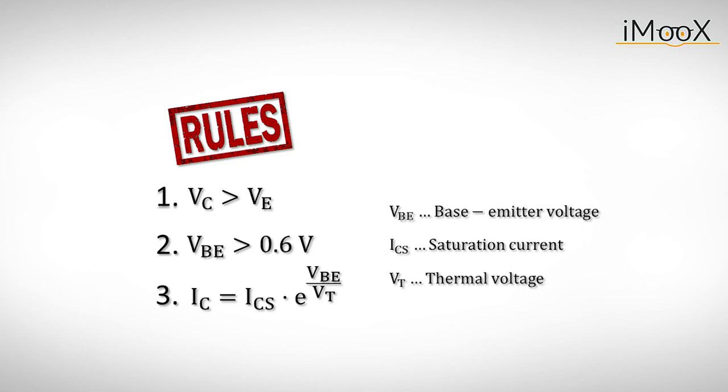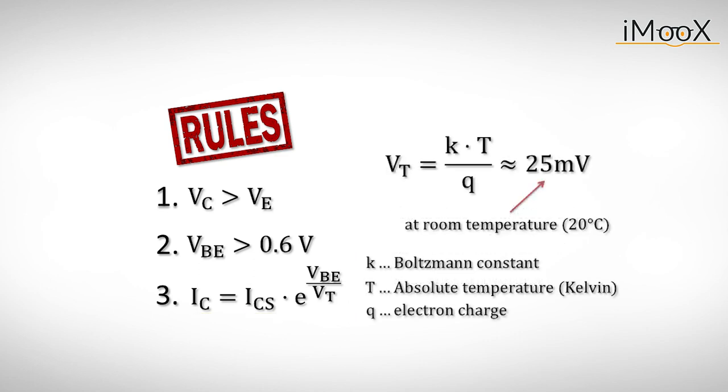It accounts for all major dependencies of IC, like the base emitter voltage VBE, the saturation current ICS, and the temperature, which is expressed by VT. VT is defined as the Boltzmann's constant k times the absolute temperature T in Kelvin, divided by the electron charge q. At room temperature, VT has a value of about 25 millivolts.